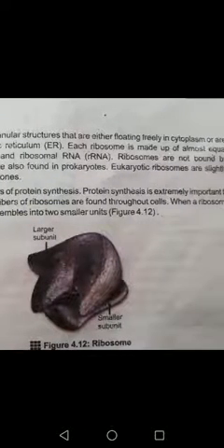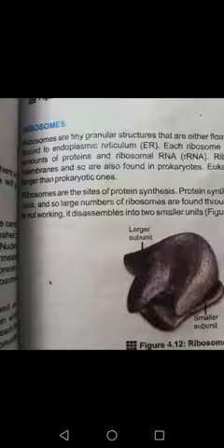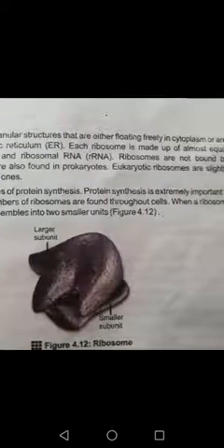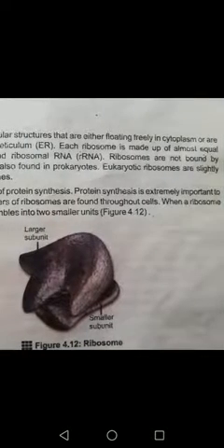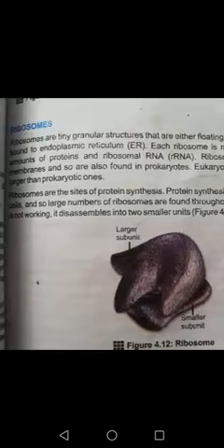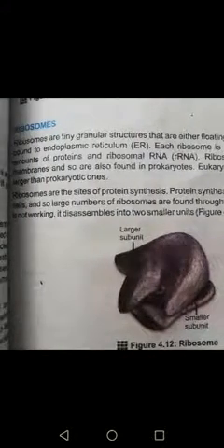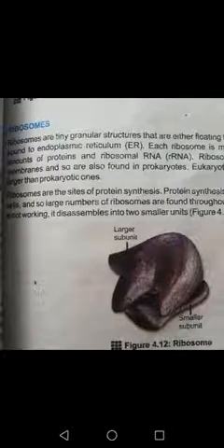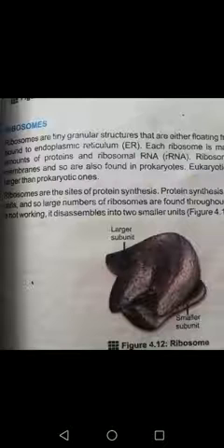Then its chemical composition: it is made up of equal amounts of proteins and ribosomal RNA. These ribosomes are not bound with a membrane, which means they are not covered with membranes. Ribosomes are present in both prokaryotes and eukaryotes.